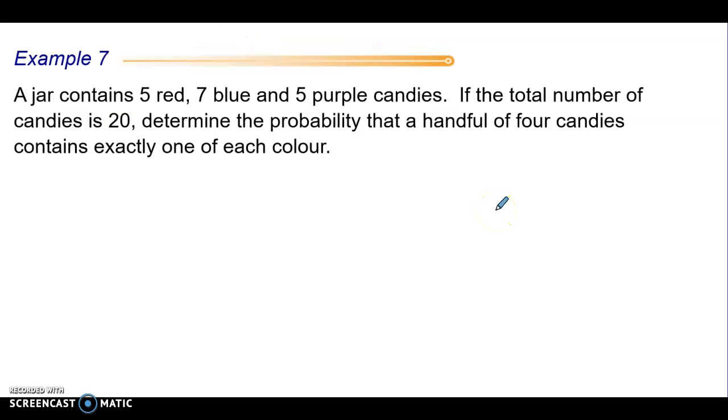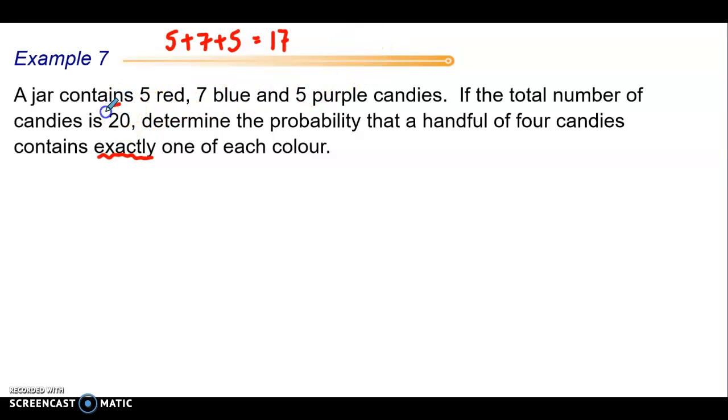Section 3.3, Example 7. A jar contains 5 red, 7 blue, and 5 purple candies. If the total number of candies is 20, determine the probability that a handful of 4 candies contains exactly one of each color. First of all, if we add up the candies we have, 5 plus 7 plus 5, that is only accounting for 17 candies.